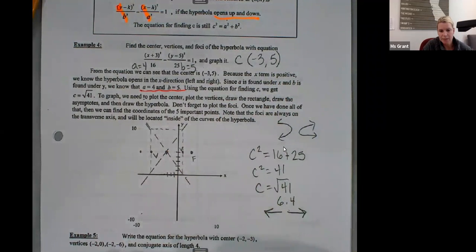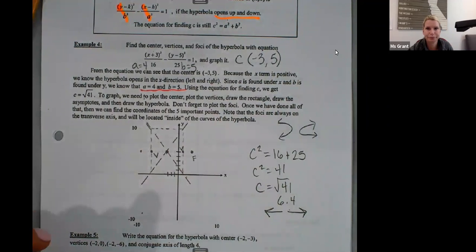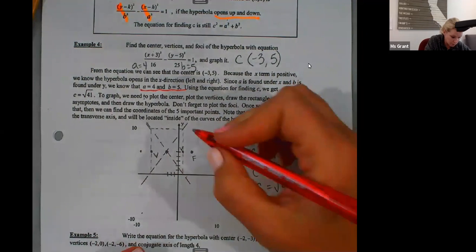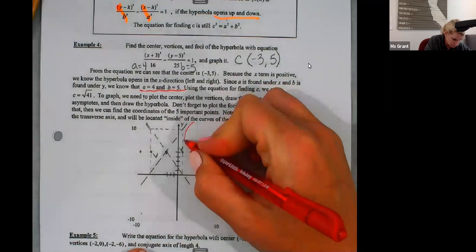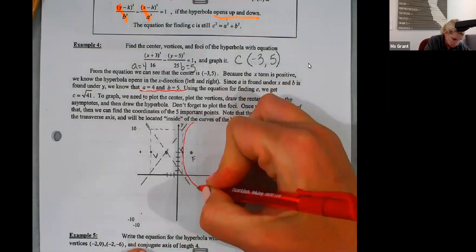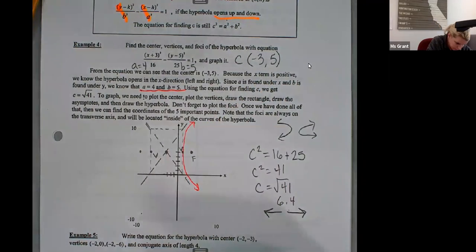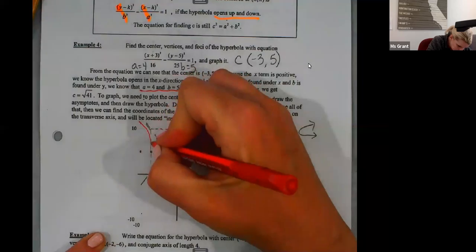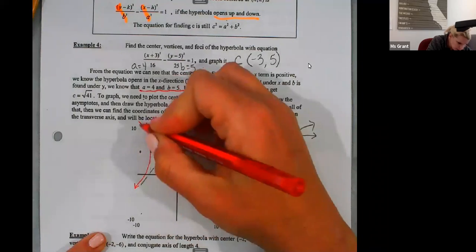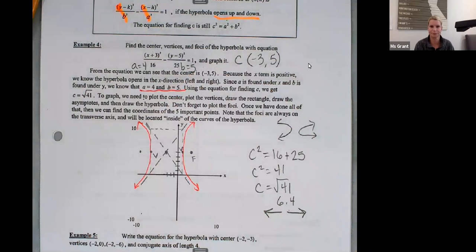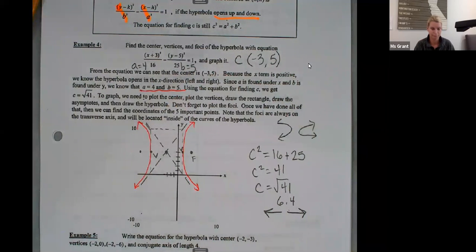Okay, since I drew my asymptotes, I can make my hyperbola. It's going to be really wide, like really wide. So that would be one way. The other way is going to be like getting really close to my asymptote, but never quite touching. Cool?